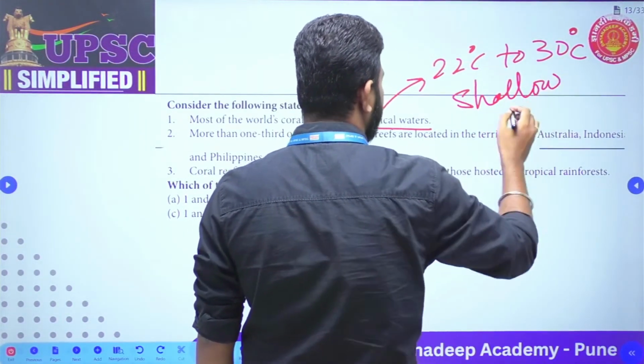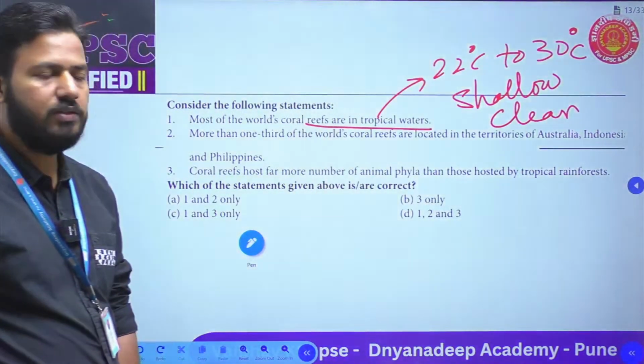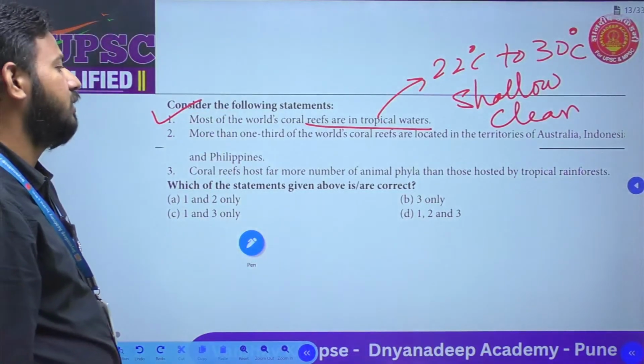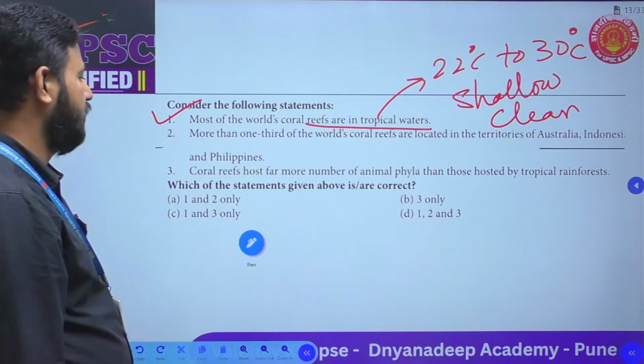This is what is needed: shallow and clean waters. These waters are mostly found in the tropical region. So this statement is correct. More than 1/3 of the world's coral reefs are located in the territories of Australia, Indonesia, and Philippines.